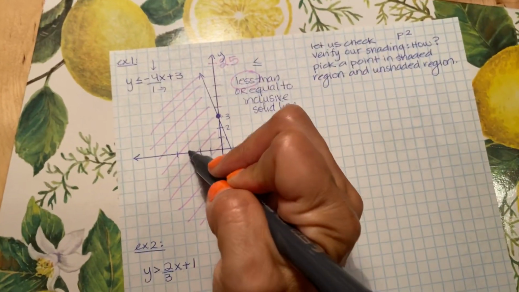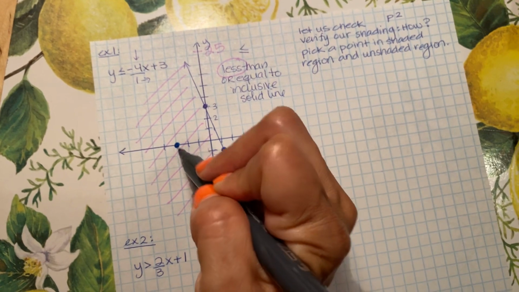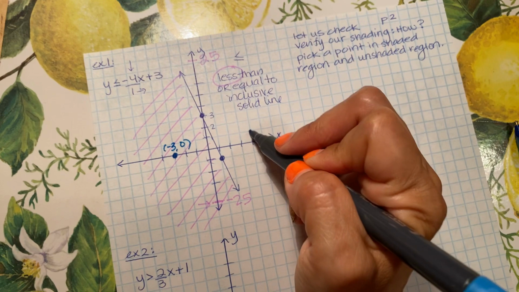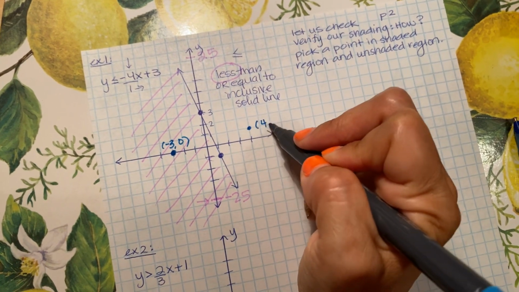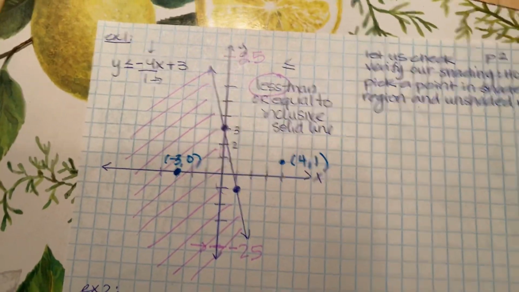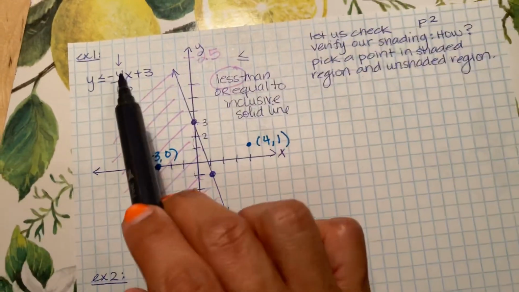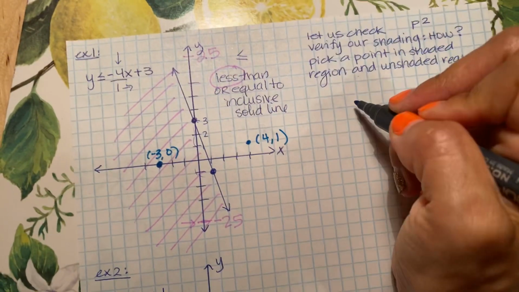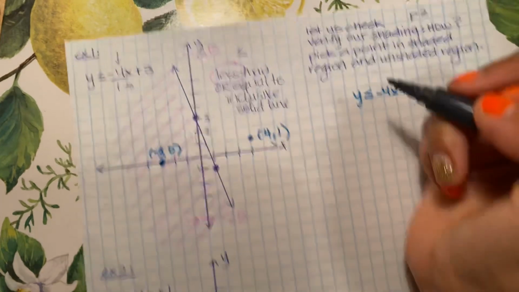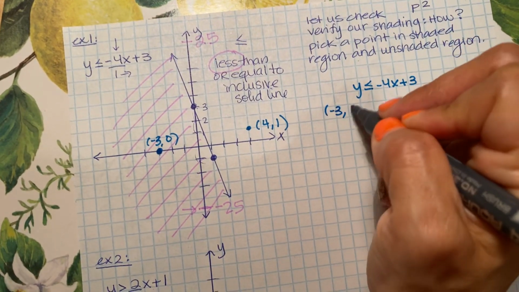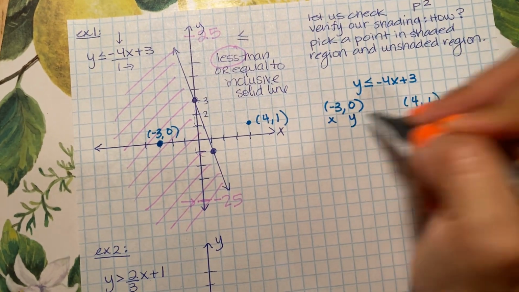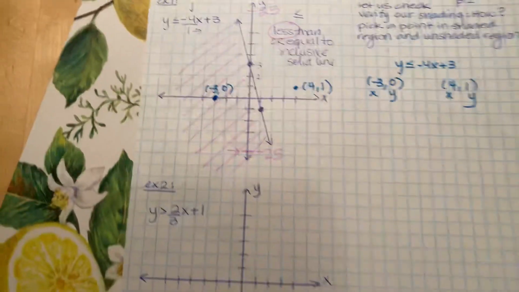I'm going to pick this number, which is -30, and then I'll pick this number, which is 1, 2, 3, 4, so 4, 1. It's random, I just picked it, right? Now I'm going to plug the points into my inequality. I'm going to take -30 and I'm going to take 4, 1. Remember, x, y, right?